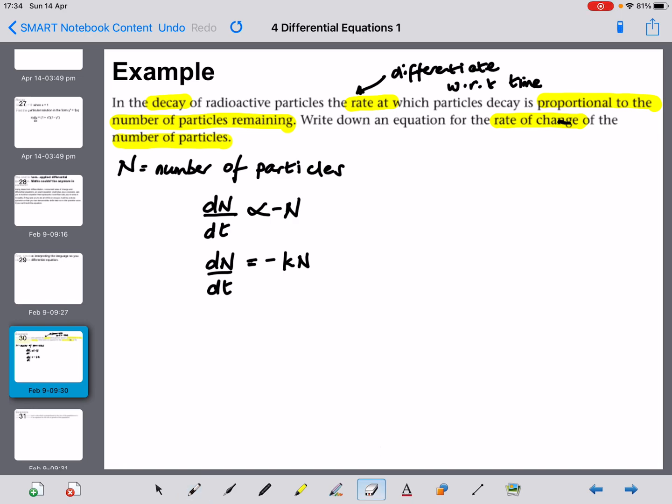Okay, and that's it. And you can see there we have got a differential equation, which if we had to go on and solve, we would have to separate the variables because the N is on the wrong side. Okay, so that's the first question.